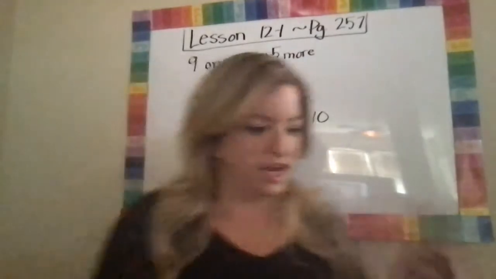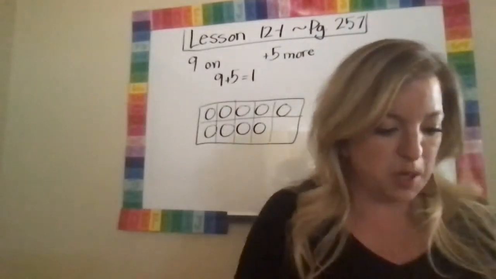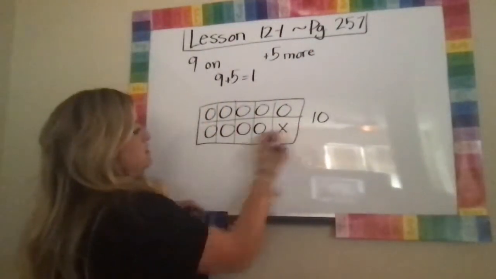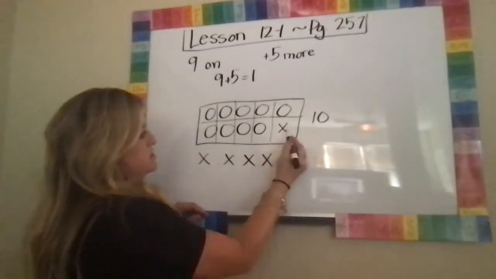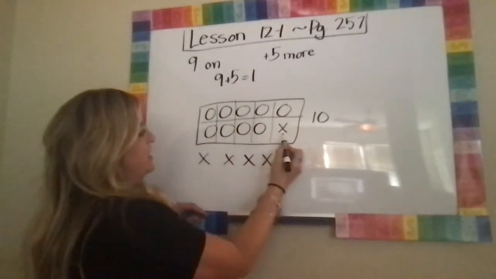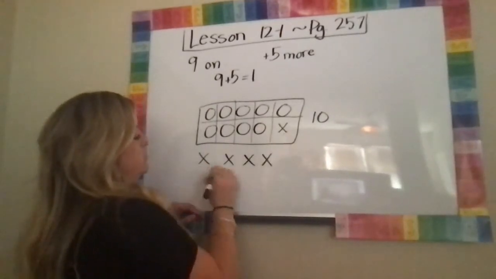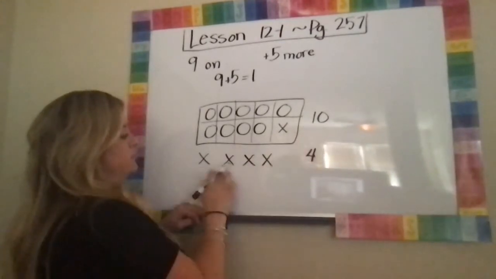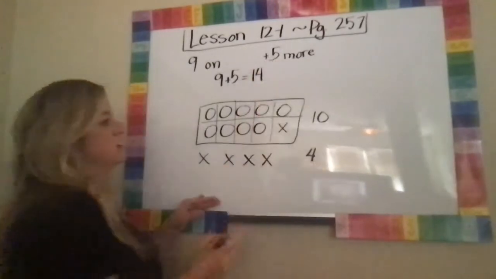So we have 9 children on the bus. 5 more get on. How many children are on the bus? So we're going to do 1, 2, 3, 4, 5. See how I made 10? I had 9. I added 1 from the 5. And now I have 1, 2, 3, 4 left. 10, 11, 12, 13, 14. So there's a lot of different ways to do that.